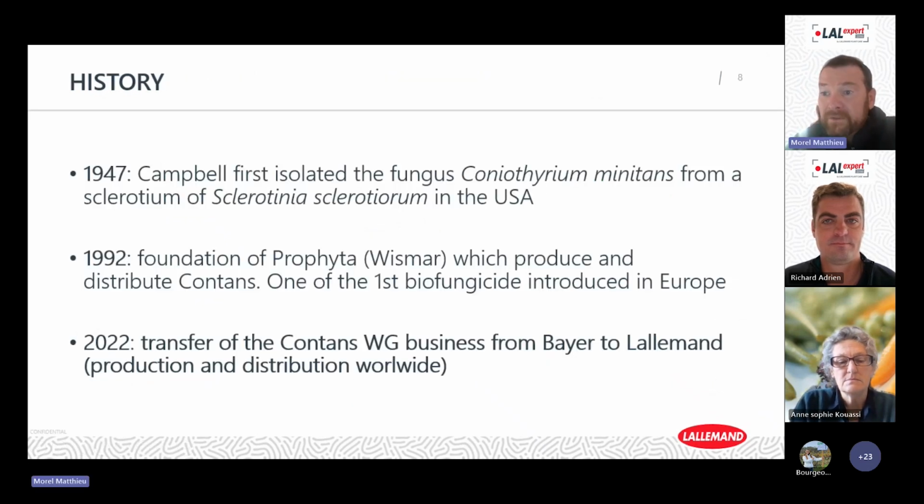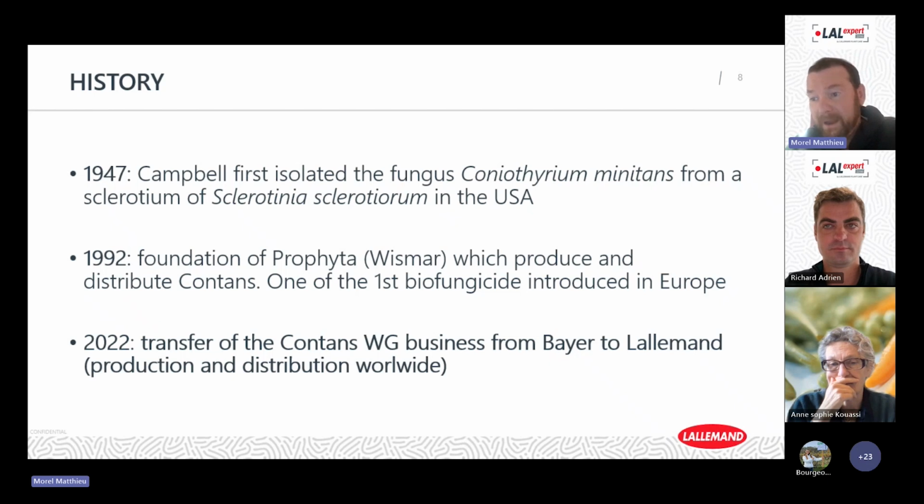A little bit about the history of the product. It was a long time ago that Coniothyrium minitans, which is the fungus that is the active ingredient of the LALSTOP Contans product, was discovered. It was isolated in 1947, a long time ago in the US, for its activity against Sclerotinia. And it's the Prophyta company in 1992 in Wismar, in Germany, that decided to produce a specific strain of this Coniothyrium minitans, the one that is part of Contans. At that time, Prophyta also distributed the product on the market. So it was one of the first biofungicides introduced in the European market.